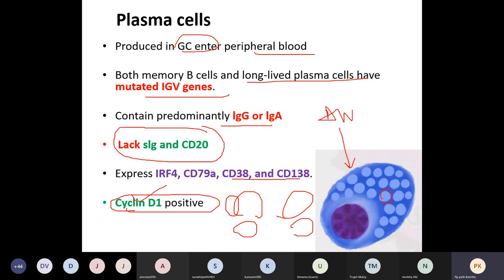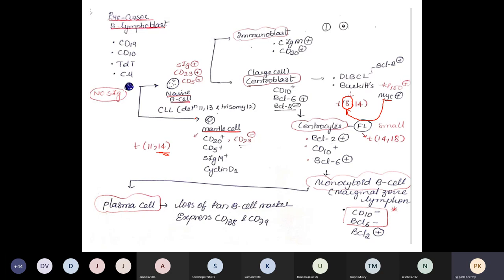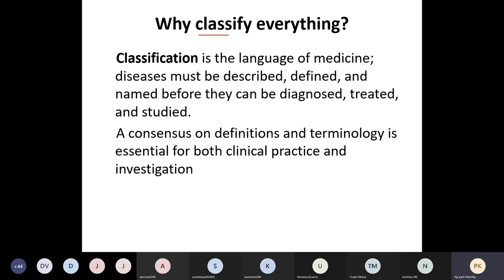Got it? So this I explained. This needs no more explanation. This is the summary of whatever we read. This is the overall view of what I already explained to you, the same thing. So now coming to the last entity.